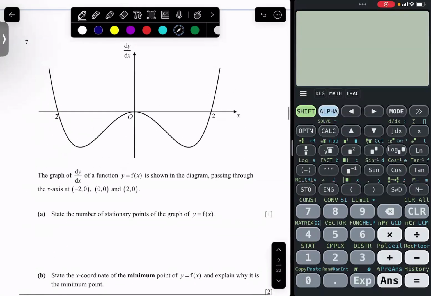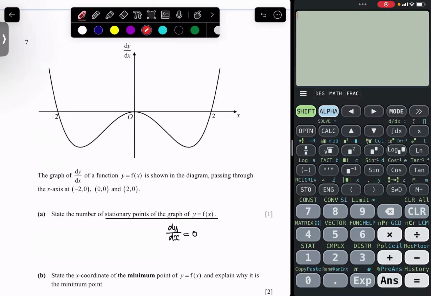Okay, question 7. The graph of dy/dx of a function y equals f(x) is shown in the diagram, passing through the x-axis at (-2, 0), (0, 0), and (2, 0). State the number of stationary points on the graph y equals f(x). Okay, so stationary points of y equals f(x) is when dy/dx equals 0. Now this question is a little interesting because it's not plotted y against x, it's plotted dy/dx against x. So when dy/dx equals 0, I'm looking at the x-axis line. So we have 1 point, 2 points, 3 points. Therefore, there are 3 stationary points.